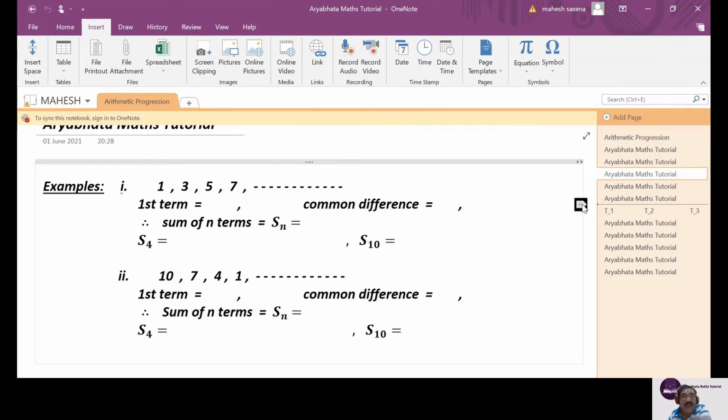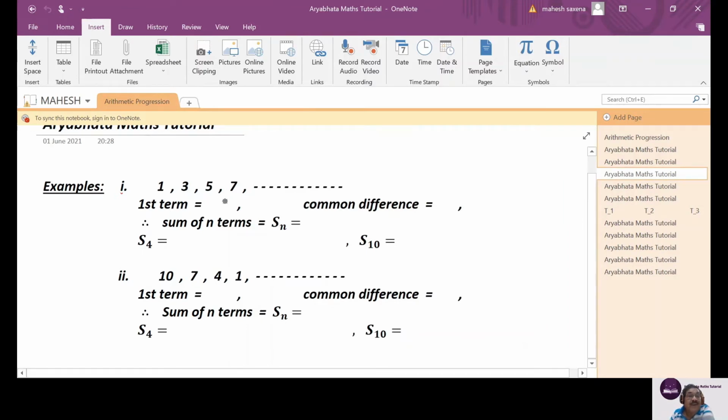Suppose the series is the same, that is 1, 3, 5, 7. In this case, the first term is 1 and the common difference is 2. Therefore, Sn is 1 upon 2 into 2a plus (n minus 1)d, that is 1 by 2, and 2a is 2 into 1, that is 2, plus (n minus 1), d is 2.